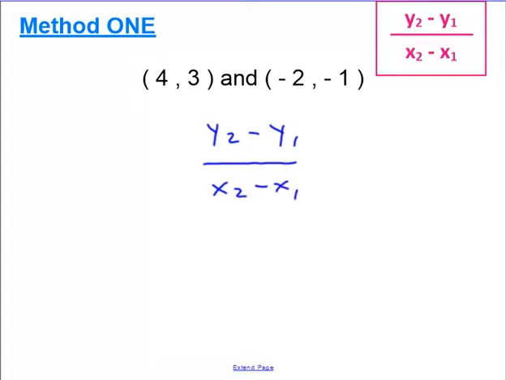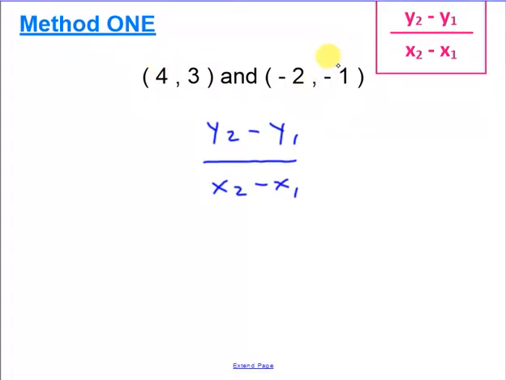Okay, now our first coordinate is our y2, and I'm going to go ahead and label these. So this is my x1, this is my x2, this is my y1, and this is my y2.